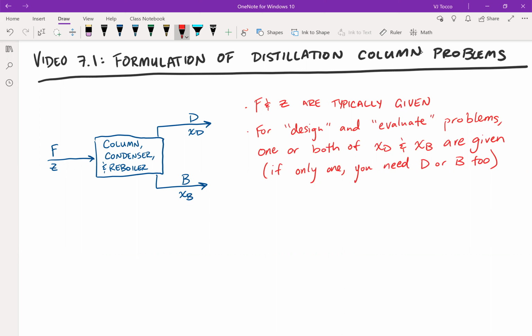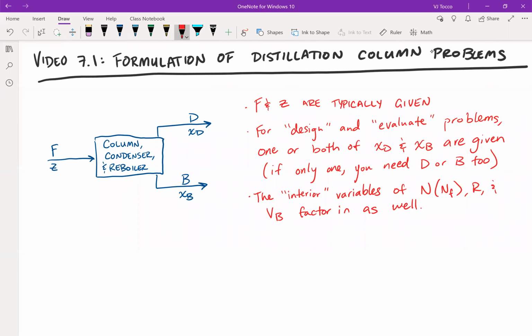For the design and evaluate type problems, either one or both of x_D and x_B, the compositions of the distillate and bottoms streams, would be given. And if there's only one, you'd need to specify D or B as well. Think about why that makes sense. Once again, if you're the separations engineer, you typically know what you want to separate, but you should also have some type of target purity in mind. So if you have a particular reactant that you want to get to a certain purity in order to sell, or a wastewater stream where you want to remove a certain impurity to release it to the environment, you typically have some idea of what that threshold is. So you have some design target or specification that you are trying to achieve.